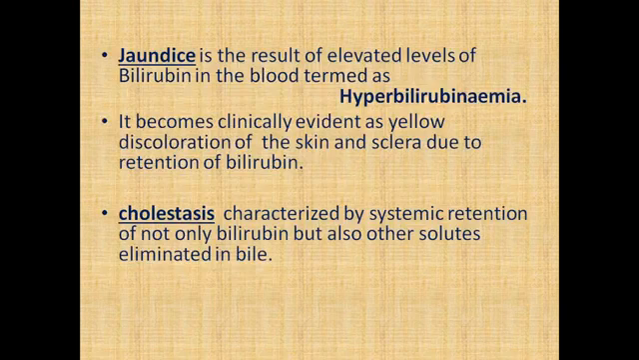So jaundice is a result of elevated level of bilirubin in blood. It is termed hyperbilirubinemia. It becomes clinically evident as yellowish discoloration or pigmentation of skin and sclera due to retention of bilirubin. And cholestasis is somewhat different, because cholestasis is characterized by systemic retention of not only bilirubin but other solutes eliminated in bile. So, bile retention means it is cholestasis.